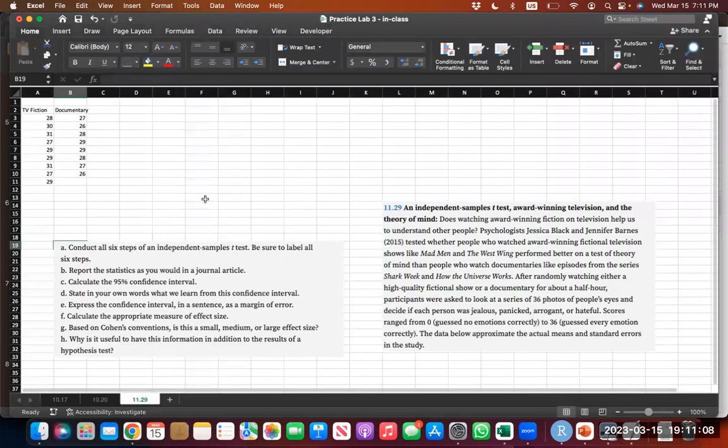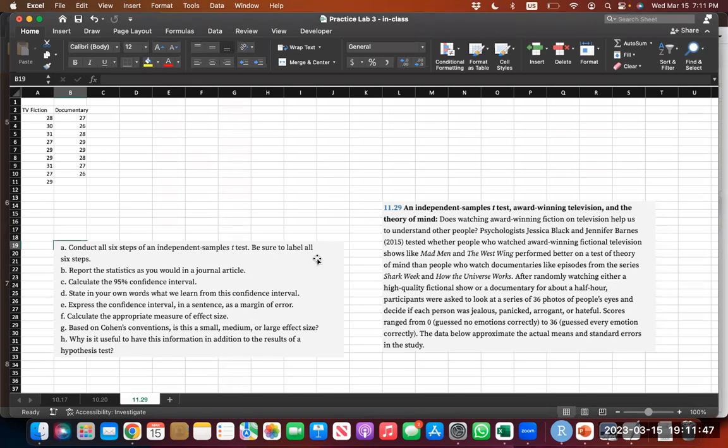Okay, so now we have a little bit of a different example. Now we have an independent sample t-test. So now we have 2 independent sample populations. The example here is that if you watch fiction on television, like Mad Men or The West Wing, you're more likely to be able to understand expressions in people's faces compared to those that have watched documentaries over the period of, no, over half an hour.